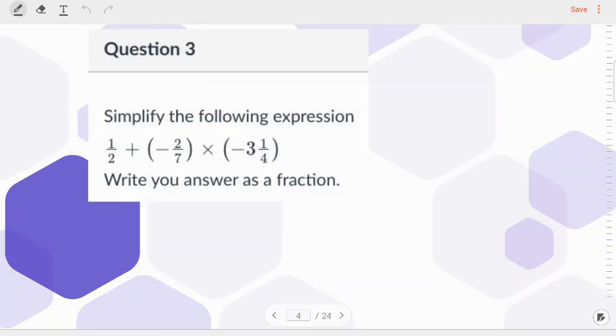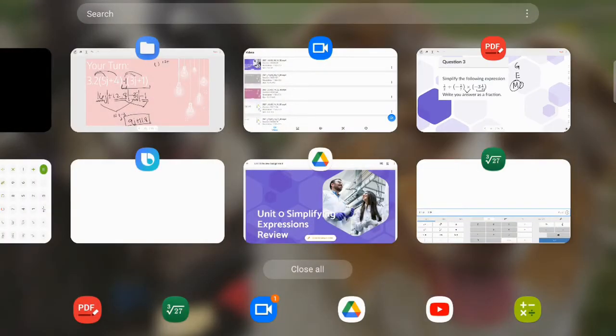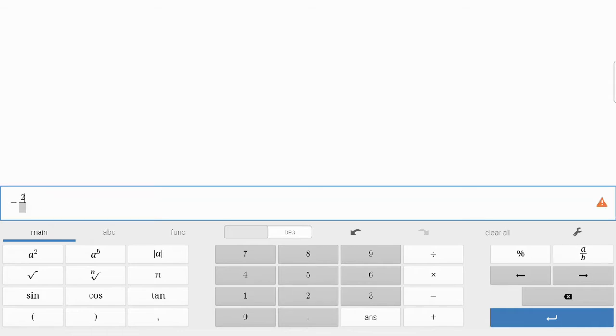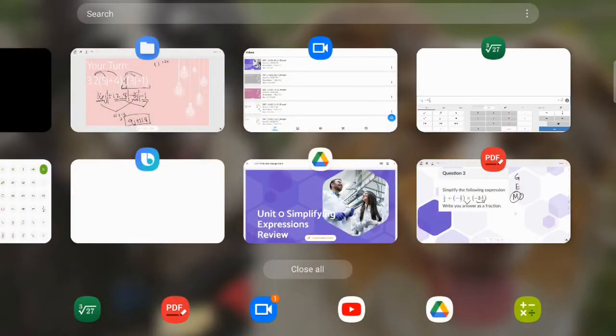Okay, well, this is the same thing, but with fractions. I'm going to follow my order of operations. Grouping symbols, I do have parentheses, but there's not more than one thing going on in there. So I'm going to skip grouping symbols. There are no exponents, so skip exponents, and then move on to multiplication and division. I do have multiplication, so I'm going to multiply -2/7 times -3 1/4. -2/7 times -3 1/4. I get an answer of 13/14.